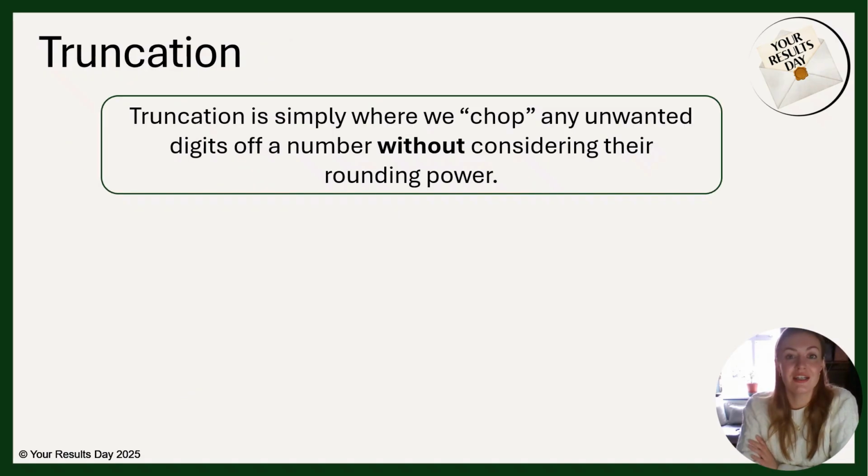And then we've got this idea of truncation. We have rounding, which is always about considering how far the number is from the measure below and the measure above and going to the nearest one. Truncation doesn't do that. Truncation just looks at the digits presented to you and gives the answer based on that. It's simply where we chop any unwanted digits off a number without considering their rounding power. So we don't even think about whether the digits would cause it to round up or stay the same. We don't look at it at all.